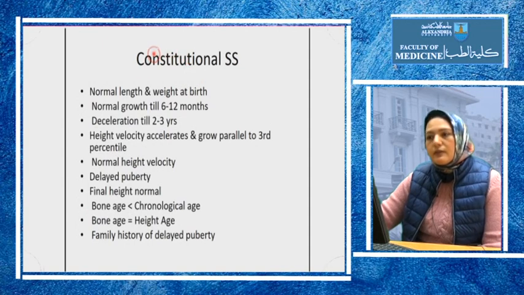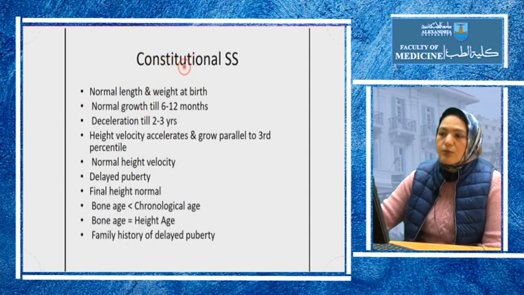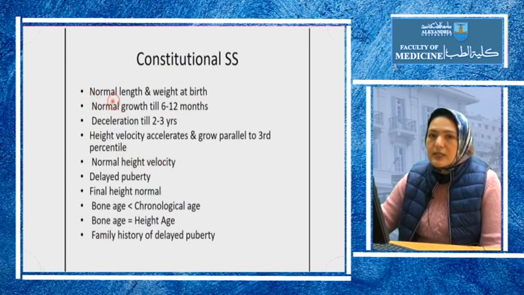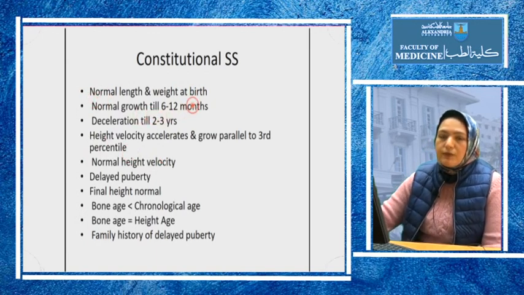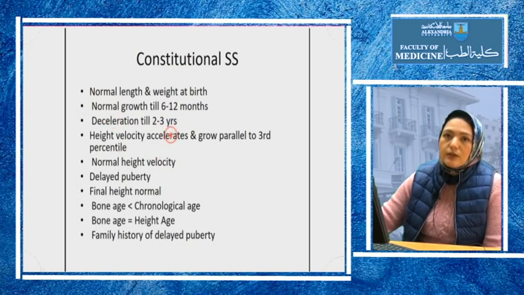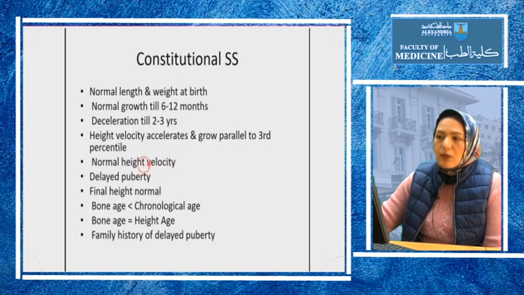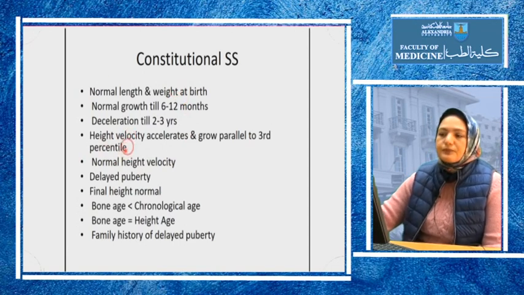The next common physiologic cause of short stature is constitutional delay of growth and puberty. Here the child is presented with normal length and weight at birth, with normal growth till the first year of life. However, later on, starting from the second and third years, there is deceleration and diminished growth velocity. So the patient lies below the third percentile, parallel to the third percentile, but below. So the patient will suffer from short stature.